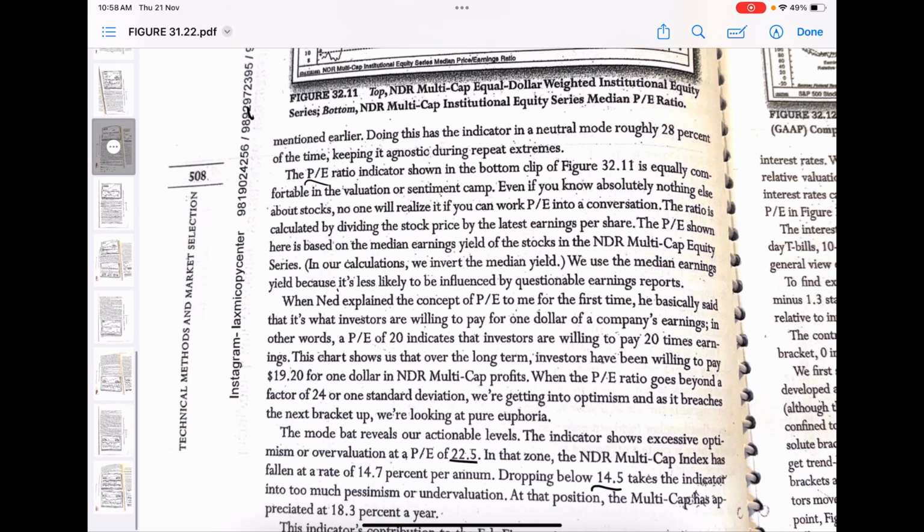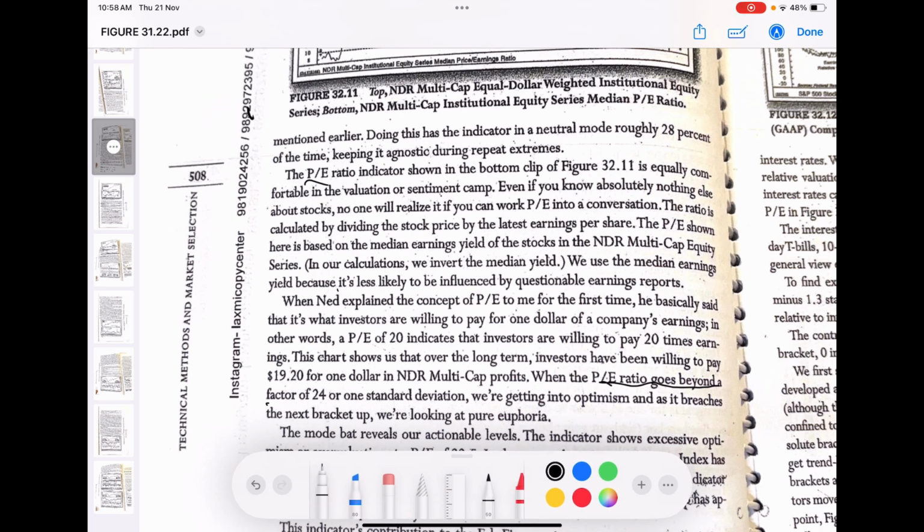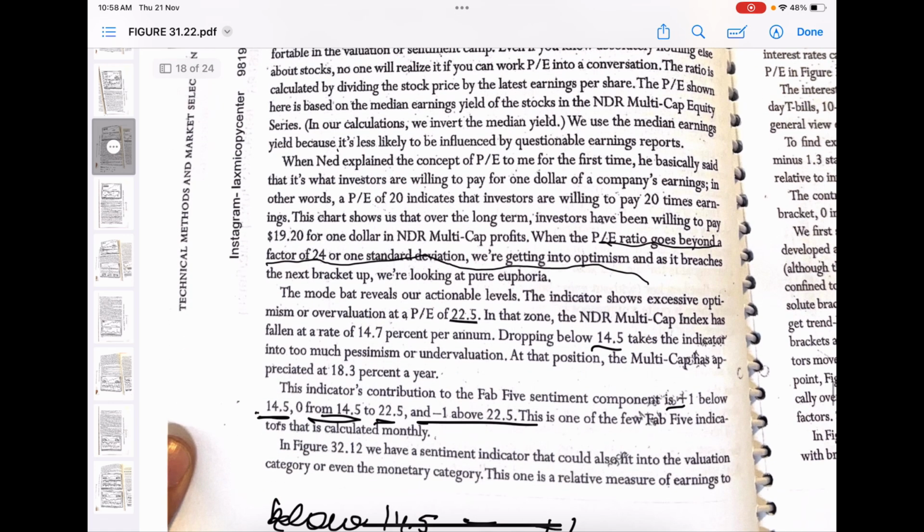We are doing that so that we can account for volatility, so that not one big or questionable earnings figure has a very significant impact on the price or on the ratio. Due to that reason only, we are always taking the median. You need to keep that in mind. And one more thing you need to know is that when the PE ratio goes beyond a factor of 24 or one standard deviation, we're getting into optimism as it breaches the next bracket up.